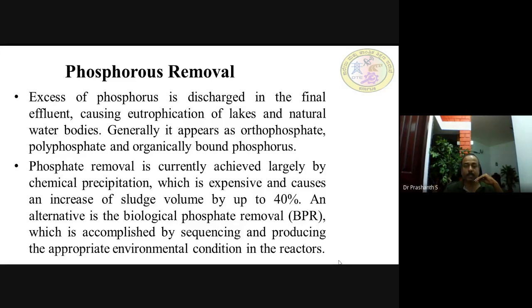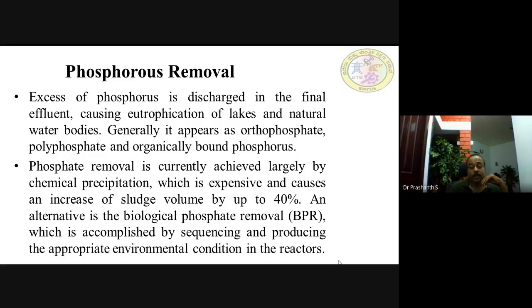Phosphorus generally appears as orthophosphates, polyphosphates, and organically bound phosphorus. Phosphate removal is currently achieved largely by chemical precipitation, which is generally expensive. When the precipitation happens, what settles at the bottom is what we call sludge, and it can increase the sludge volume by up to 40%.